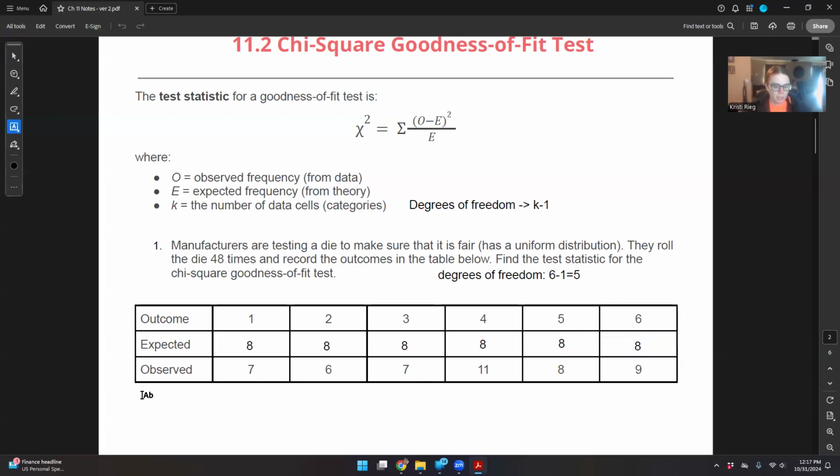So first we are going to do O minus E. Oops, not 3, E. So I'm just going to subtract 7. I'll write out the first one: 7 minus 8, observed minus expected, is negative 1. Next one, I'm not going to write them all out, I'll just write the answer. 6 minus 8 is negative 2. 7 minus 8 again is negative 1. 11 minus 8 is positive 3, 8 minus 8 is 0, and 9 minus 8 is 1.